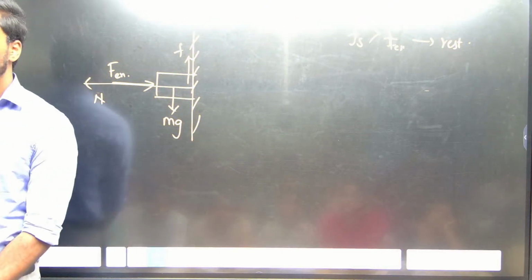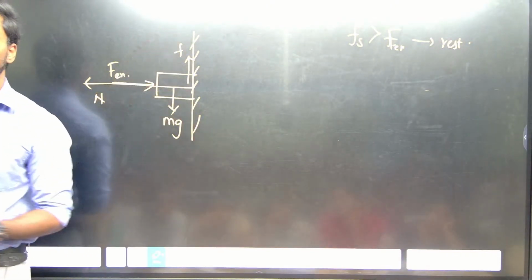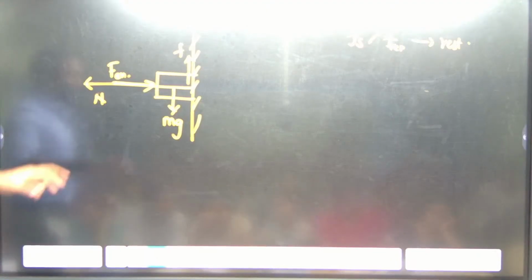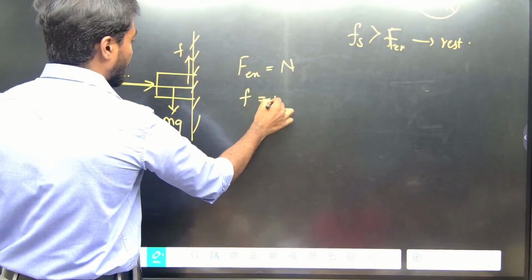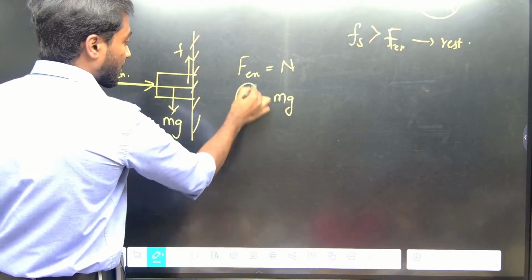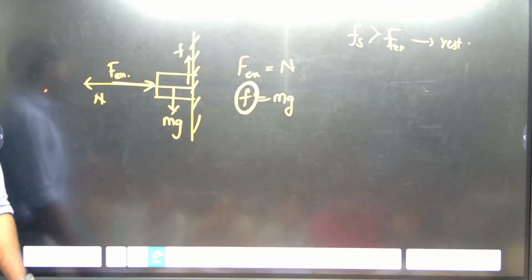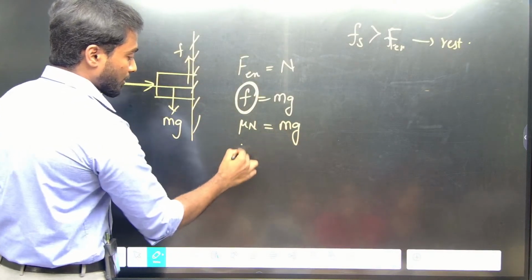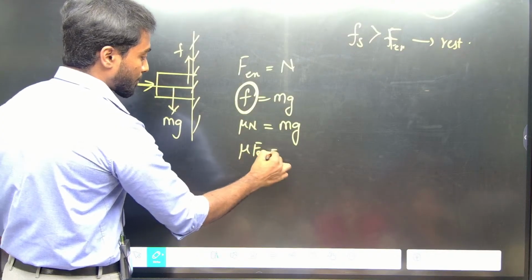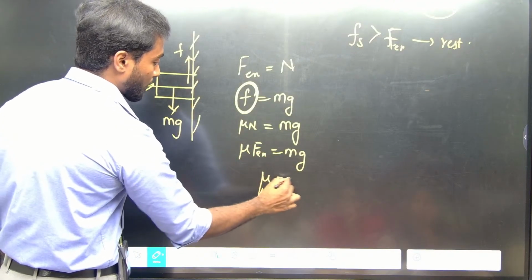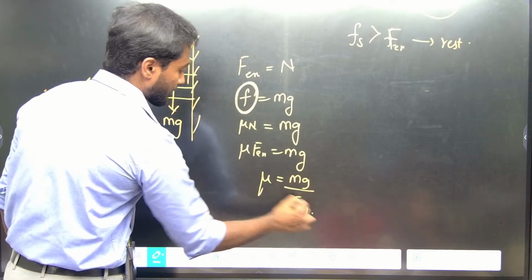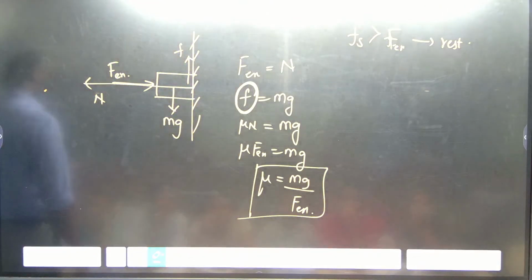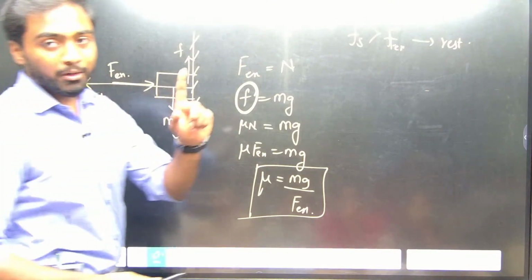In this case, how should I talk about the friction force? In the last case I took the horizontal condition. Now it's a vertical condition. So F external should be equal to N and friction should be equal to mg. The formula for friction force is mu into N, which should be equal to mg. So mu into F external equals mg, so mu will be equal to mg by F external. Any doubt here?